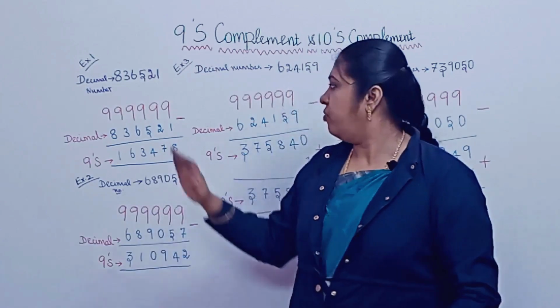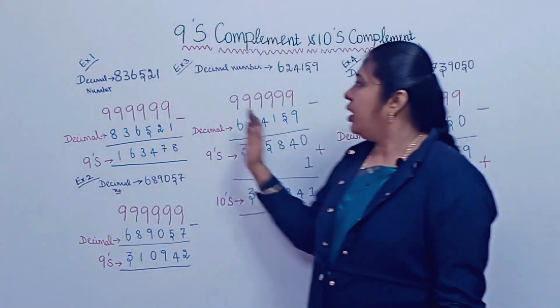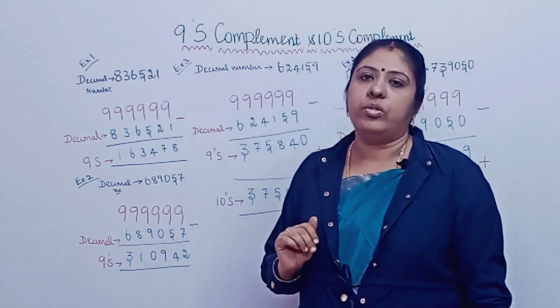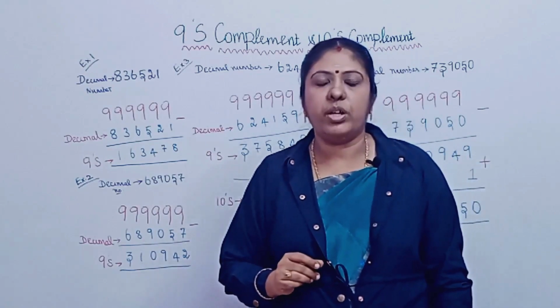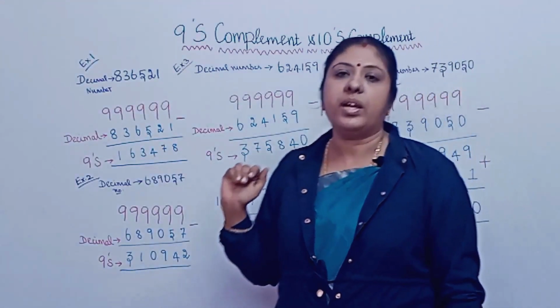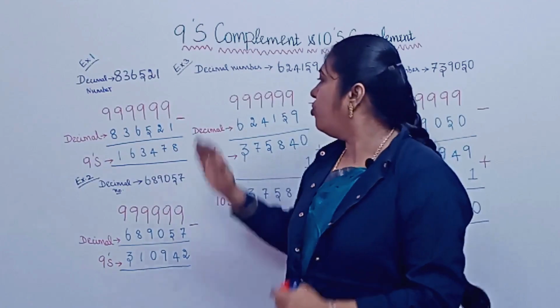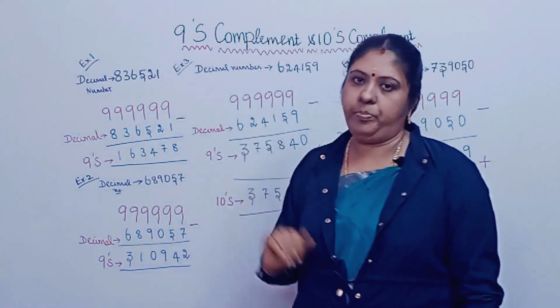In today's video, we are going to discuss 4 examples. In examples 1 and 2, we will be converting a decimal number to a nines complement. In examples 3 and 4, we will be converting a decimal number to a tens complement. Now moving on to example 1.